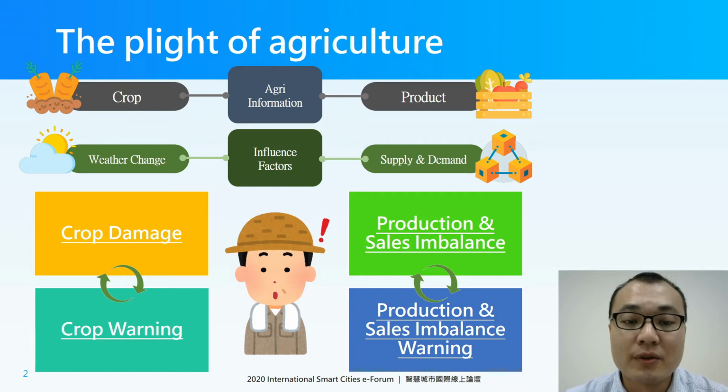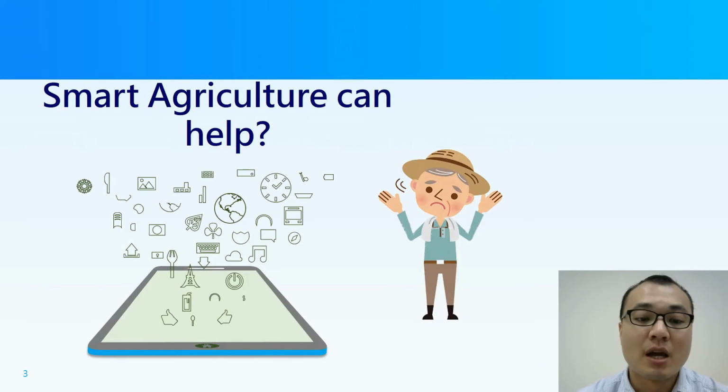Therefore, if we can grasp the weather information earlier, we can send an earlier warning for crop disasters. If we can grasp the timing and the quantity of planting earlier, we can send a warning earlier, based on past experience, to the users and decision makers.